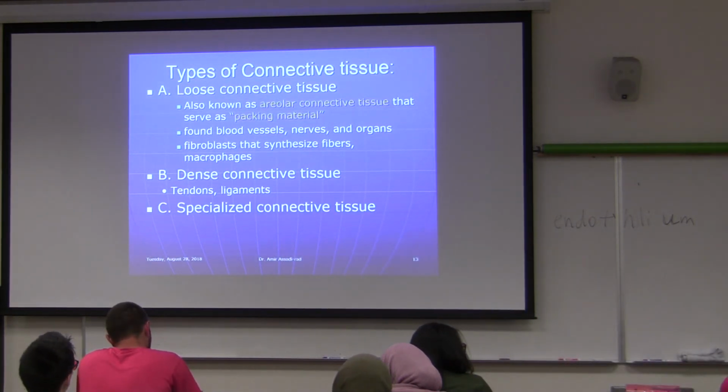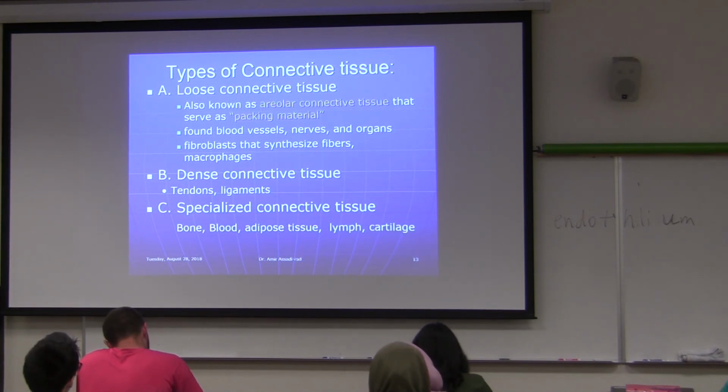Okay, let's go. Specialized connective tissue, what did I give you? Bone, blood, adipose tissue, lymph, cartilage. They are specialized types of connective tissue. They're all connective tissue. So in the lab practical exam, if I put bone on a microscope, or bring a model of bone and ask what type of tissue, then it's connective tissue.